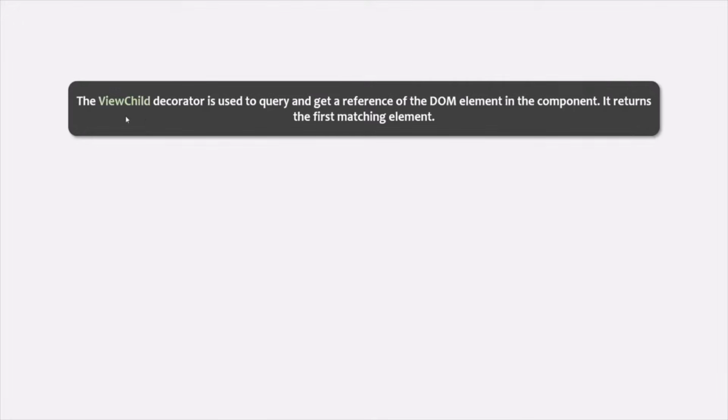And that's what this definition says. It says that a ViewChild decorator is used to query and get a reference of the DOM element in the component from the view template. And keep in mind that it will always return the first matching element.